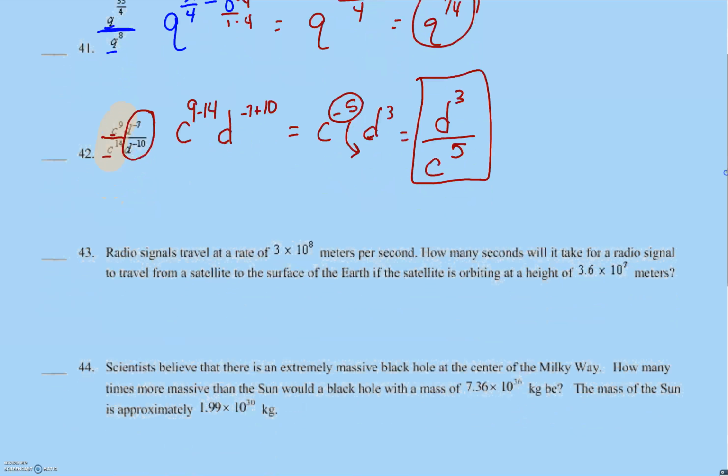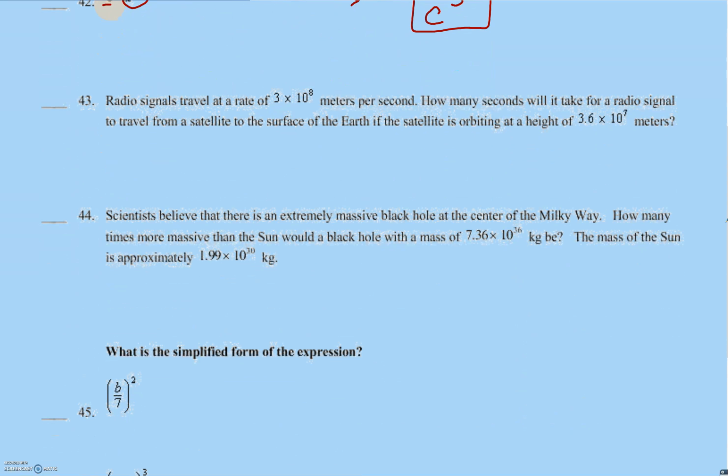43. Radio signals travel at a rate of 3 times 10 to the 8th meters per second. How many seconds will it take for a radio signal to travel from a satellite to a surface on the Earth if the satellite is orbiting at a height of 3.6 times 10 to the 7th meters? So we have distance equals rate times time. Very important. Okay, we're looking for how many seconds. So I'm looking for time, which means in order to get time by itself, I can divide by my rate. So distance divided by rate equals time.